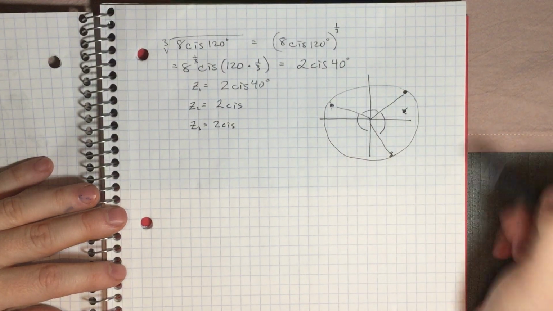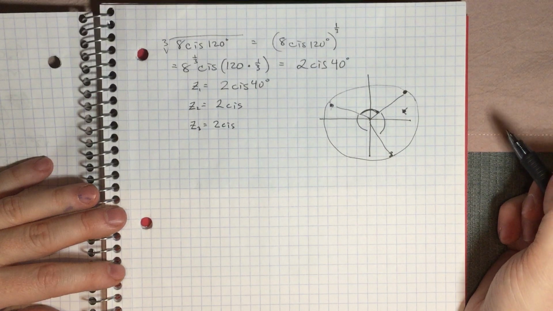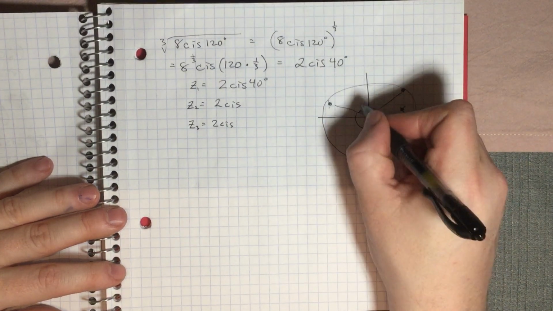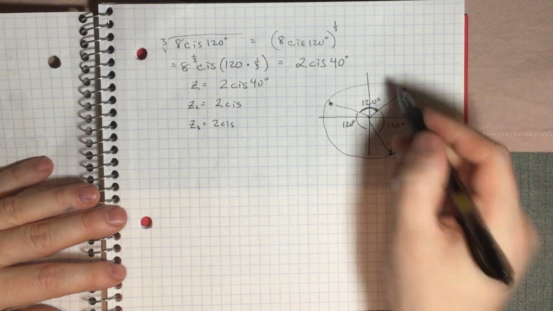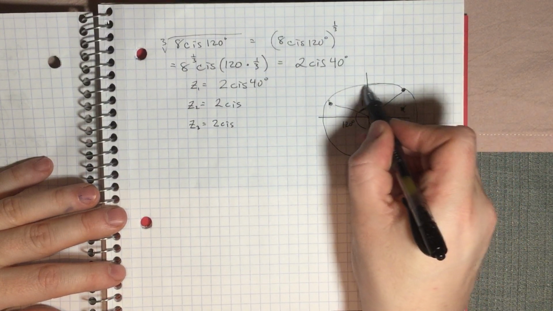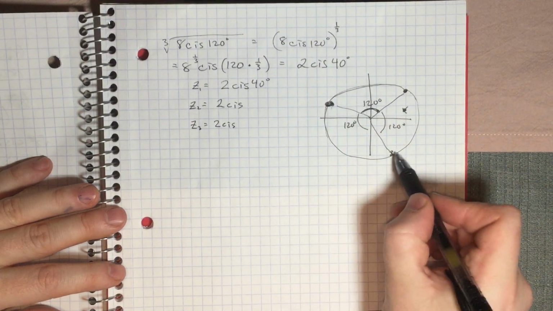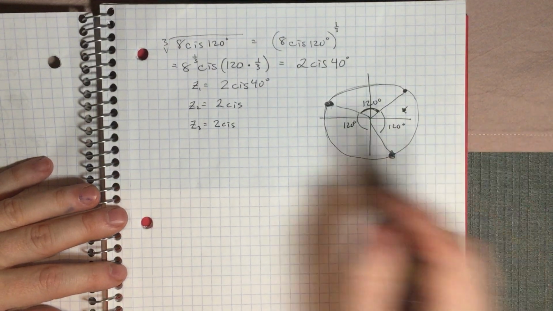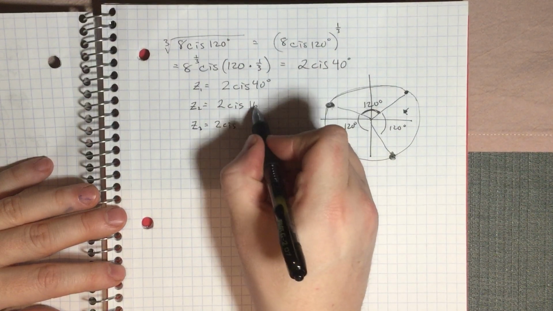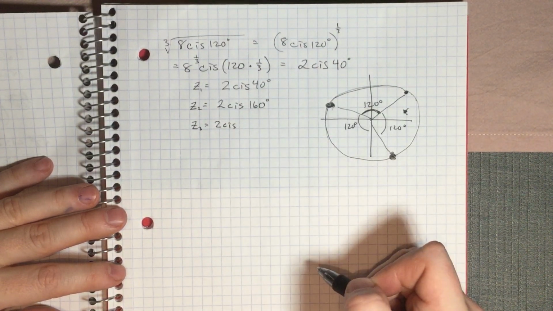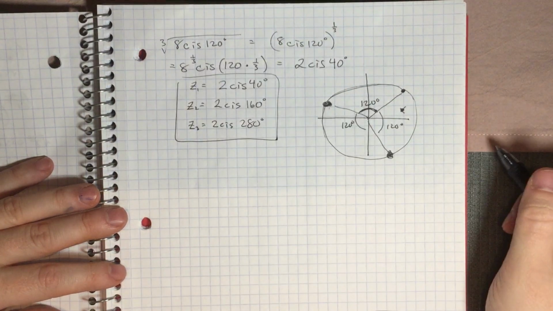Now, if there's 360 degrees in that circle, then it's easy to tell how many degrees are between each point, right? 360 divided by 3. So the angle between them is 120 degrees. So we start at this guy, we rotate around 120 degrees, we get our next cube root. You rotate around 120 degrees again, we get our next cube root. So to find the rest of our cube roots, we're just going to add 120. So 40 plus 120 is 160. 160 plus 120 is 280. And there are our 3 cube roots.